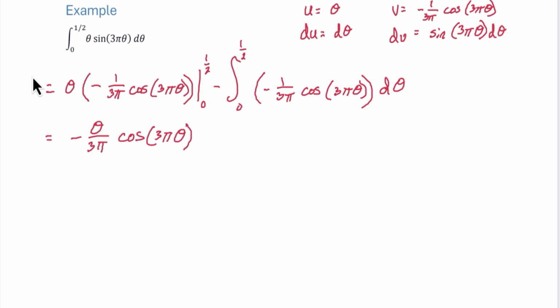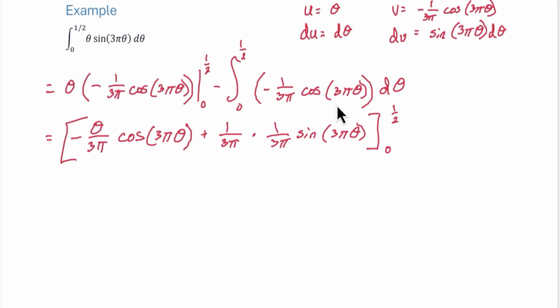We now need to integrate, but notice that we have a constant out front of cosine, so we can pull that constant out. Note the double negative will make that plus 1 divided by 3 pi. And now the integral of cosine of 3 pi theta. Again, this is going to require a u substitution. That is 1 divided by 3 pi sine of 3 pi theta. And all of this is being evaluated from 0 to 1/2.